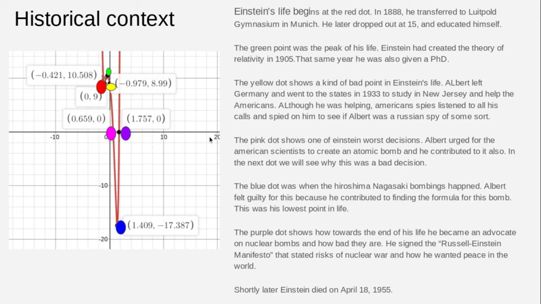Albert's life continued to decrease, and on the pink dot, the pink dot shows one of Einstein's worst decisions. Albert urged the American scientists to create an atomic bomb, and he contributed to it also. In the next dot, we will see why this was a bad decision.